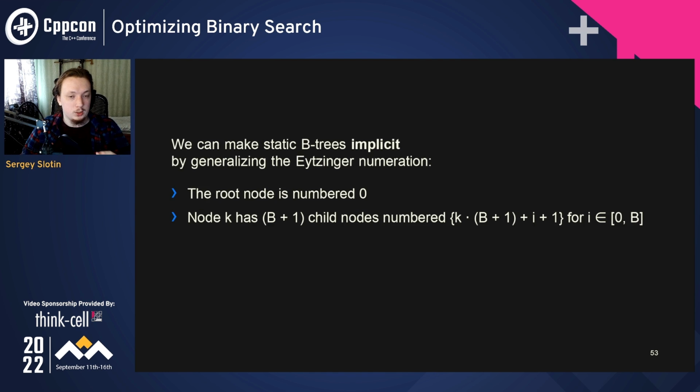So, to not waste precious CPU cycles and cache space on pointers, we can make a B-tree implicit by generalizing the Eytzinger numeration. We can say that the root node is numbered 0, and that a node k has 17 children numbered from 17k+1 to 17k+17. If b equals 1, this turns into the Eytzinger numeration, with the exception that the root node is numbered 0 and not 1. So we start from 0.